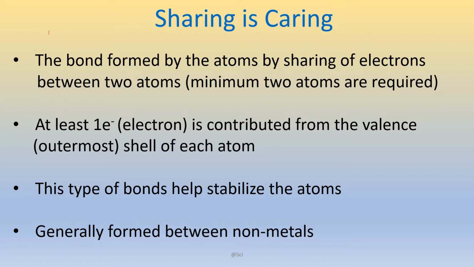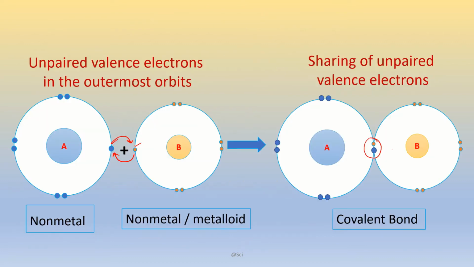So one electron is contributed from the valency shell, which is the outermost shell of an atom. The bond is very important because it helps to stabilize the atom, and generally it is formed between two nonmetals, two or more nonmetals.